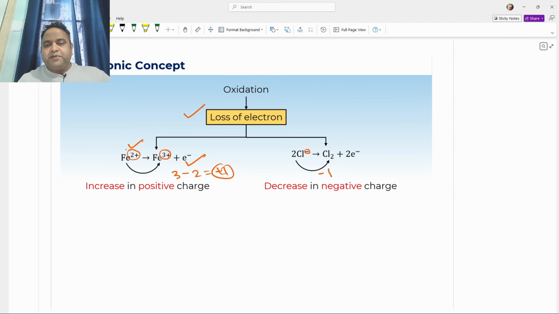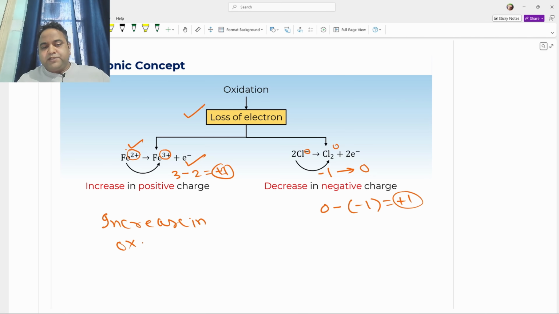See that -1 on the left hand side, and on the right hand side chlorine has no charge, meaning zero. Final minus initial is +1, an increase in oxidation number. When we talk about an increase, +2 to +3 can happen, or -2 to 0 can happen. Increase in oxidation number is known as oxidation.